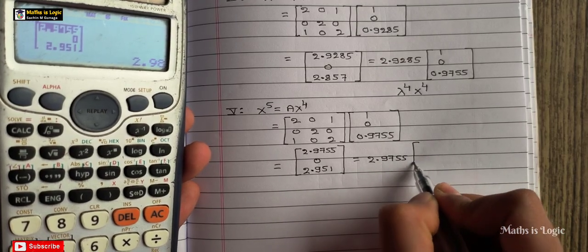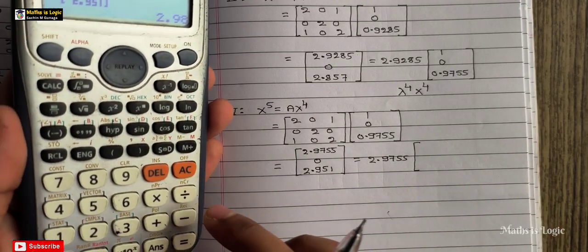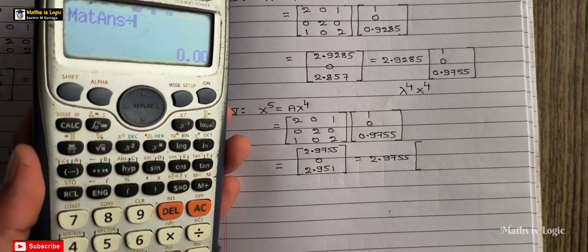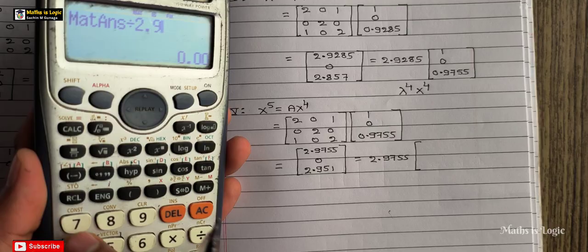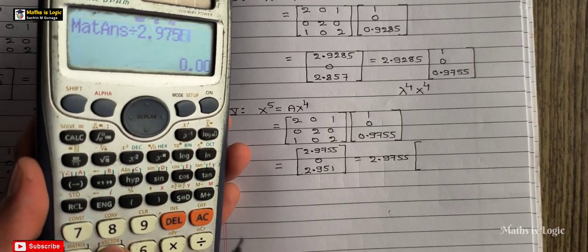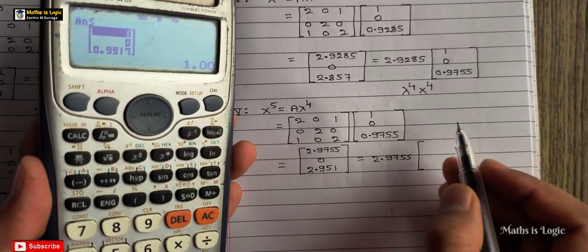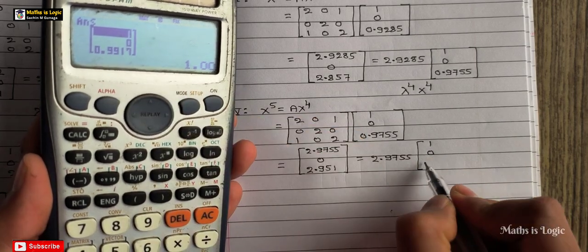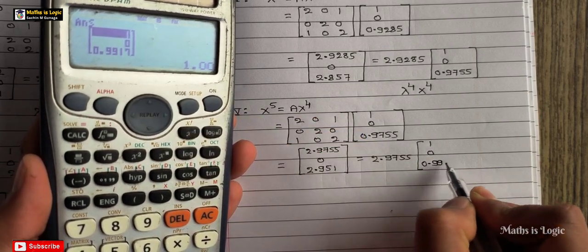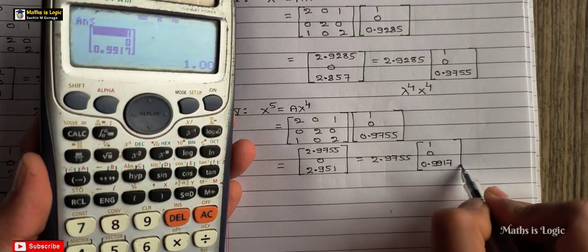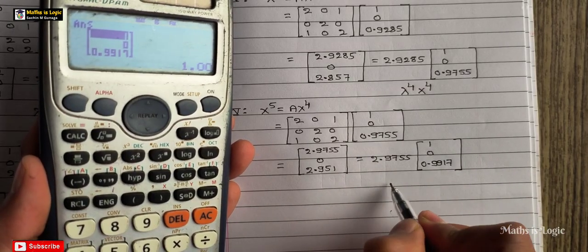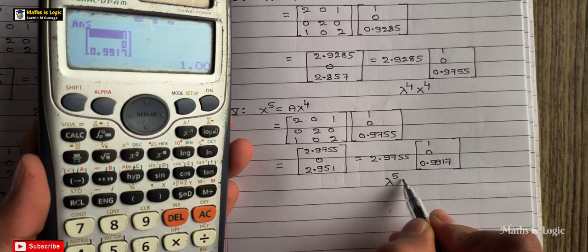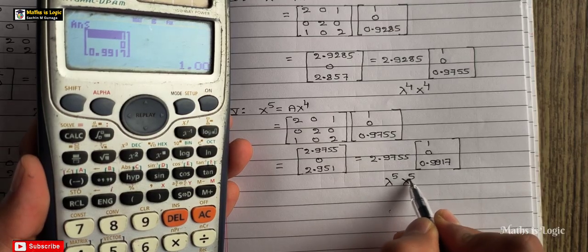2.9755. If I take it outside, what we need to do in the calculator? We need to divide by the same number, 2.9755, press is equals to, so that time it shows 1, 0, 0.9917. This I am going to denote by lambda 5 and this value I am going to denote by x5.